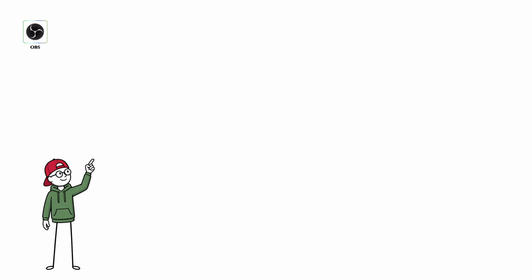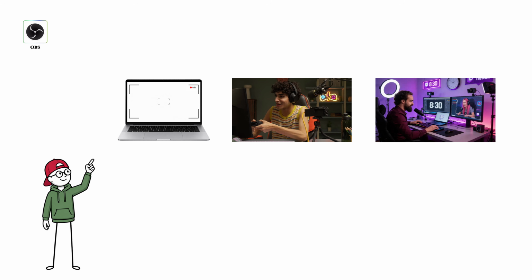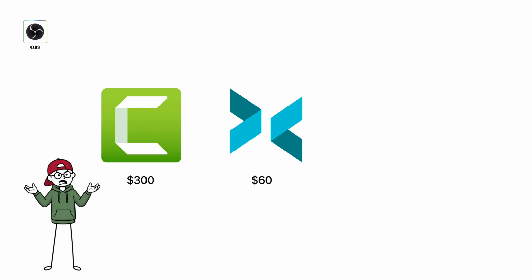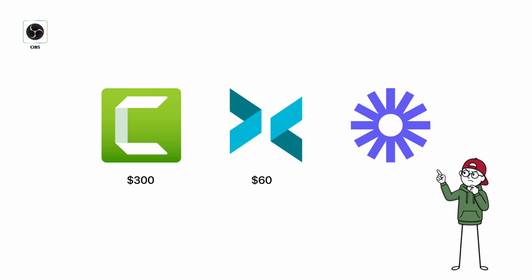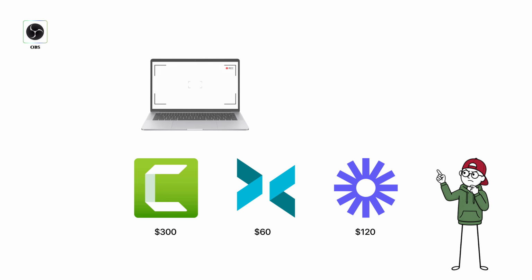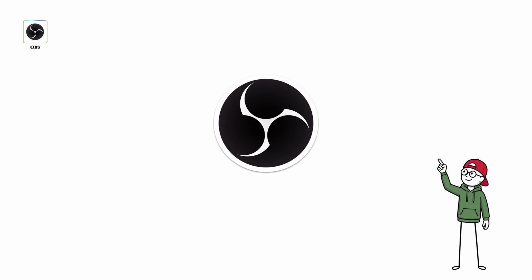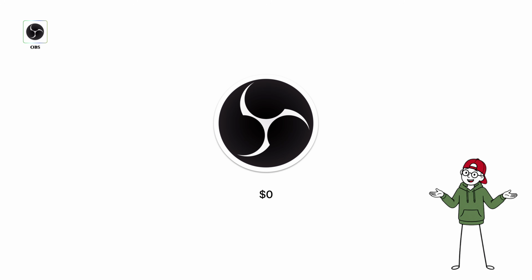If you want to record your screen, stream, or make a video presentation, the industry usually pushes you toward paid tools. You have Camtasia, which costs around $300 up front. You have XSplit Premium, which is about $60 a year. Or you have apps like Loom that charge you $120 a year just to record quick videos for your team. OBS Studio replaces all of them for exactly $0.